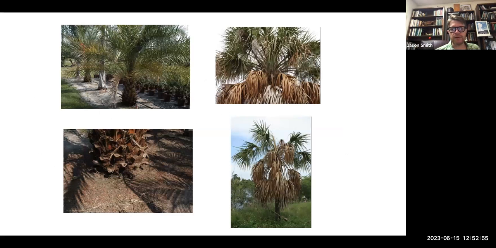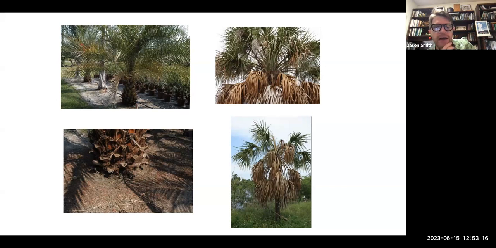These are some old photos. I need some more updated ones. But with this disease, you get rapid crown wilt, which usually starts with the lower portion of the crown and the spear leaf, which you see in the lower right. On Phoenix species, you get almost overnight drop of the fruit, if they have fruit on them. The fruit will drop very quickly.